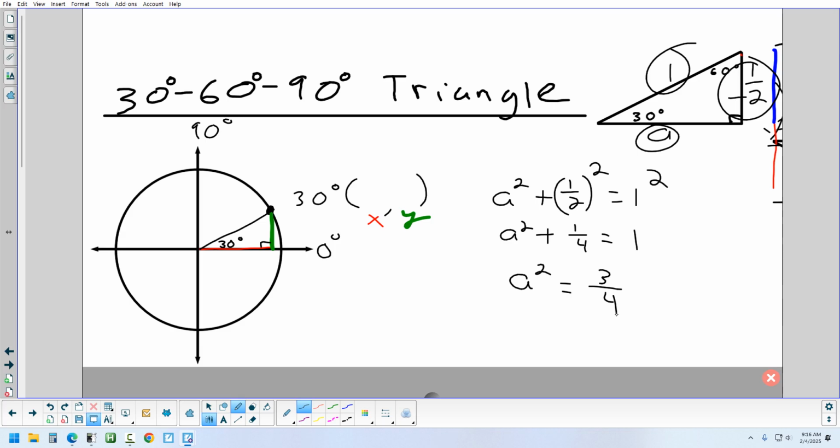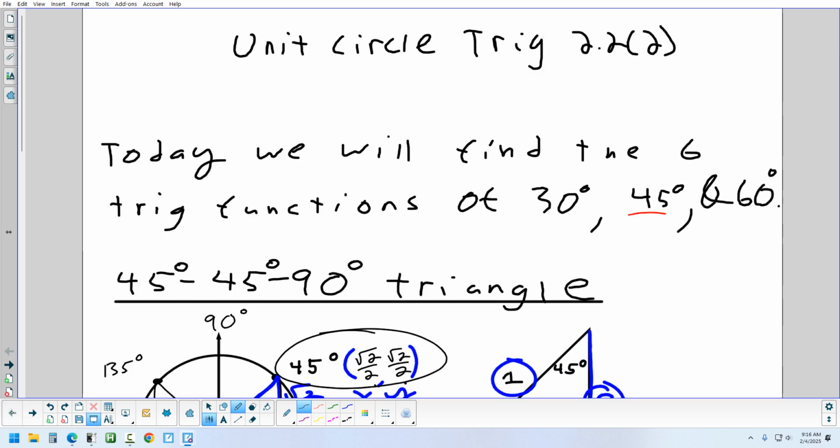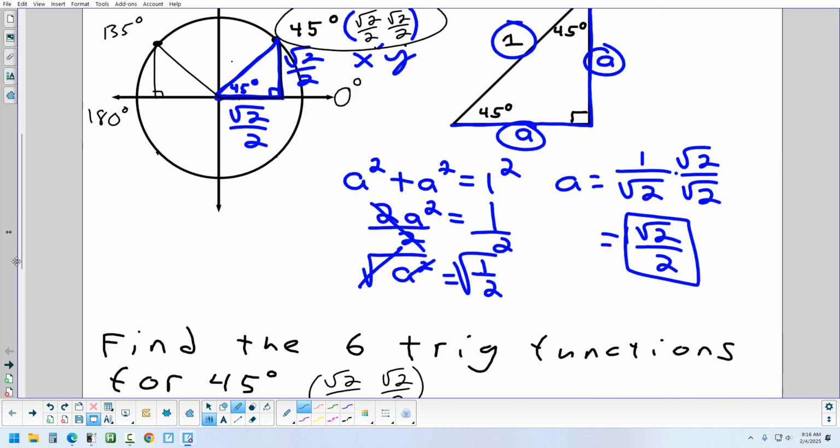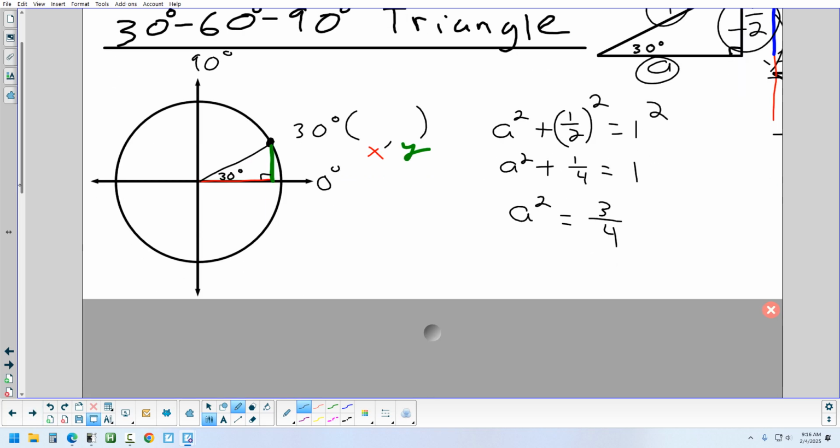And now we're at the step we were at. We're at this step right here. We have something squared equals a number. So what do I do to get rid of that exponent of 2? Take the square root. When you square root something that's squared, that goes away.